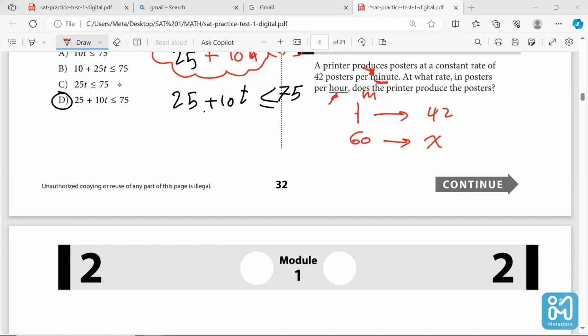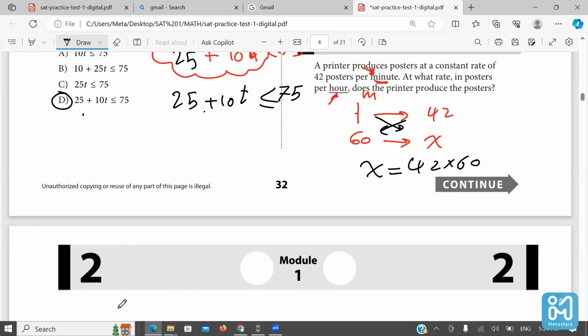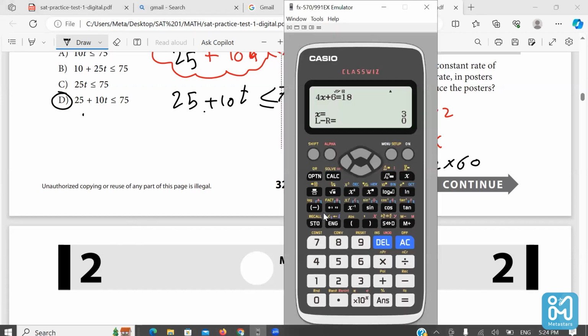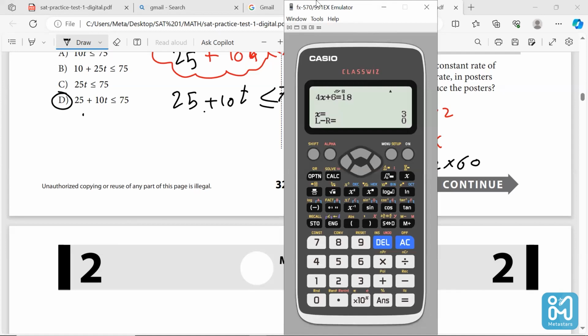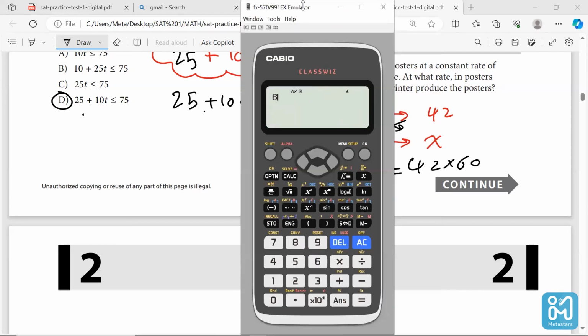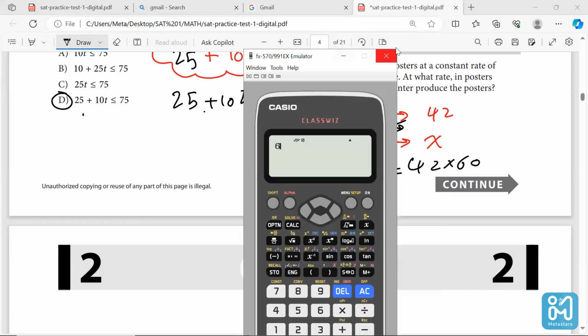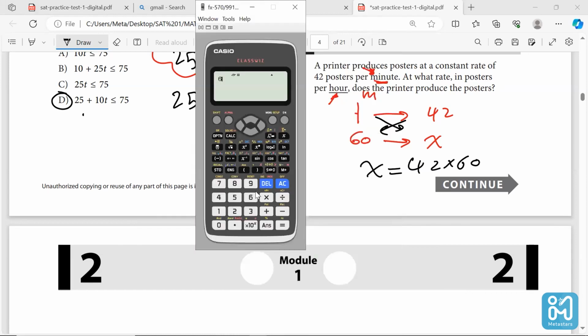So let's do the cross multiply. So x equals 42 times 60. My answer is going to be what? Let's do it in the calculator. 60 times 42. My answer is going to be 2,520.